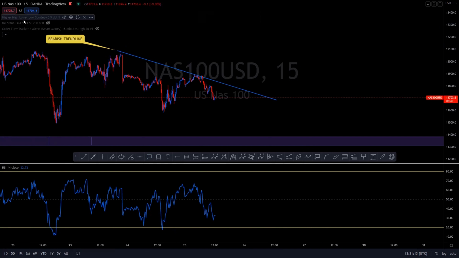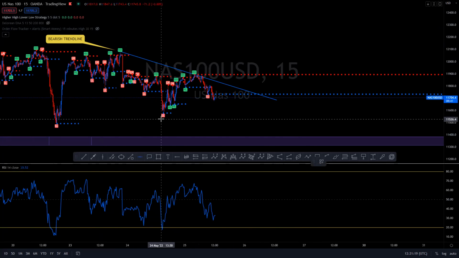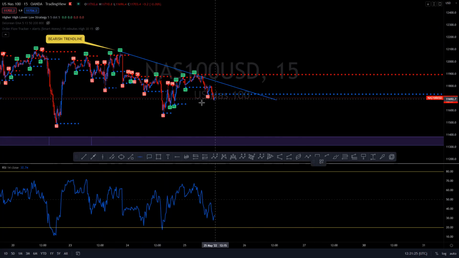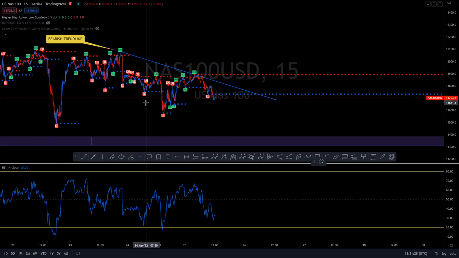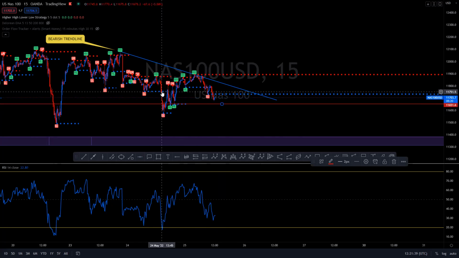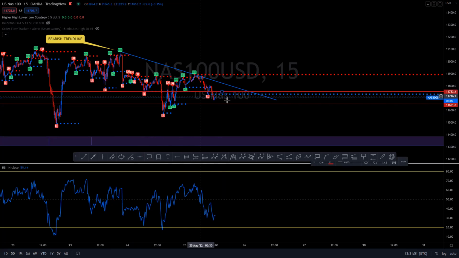Now we're going to turn on a higher high, lower low strategy indicator. We're going to locate the most recent high and the most recent low to where current price is at. So this is the most recent low here. This is the closest support where price is at. And then of course, I would say that this is the most recent high. Maybe right here, I might adjust it down. This is the most recent resistance that I can see to where price is closest to.